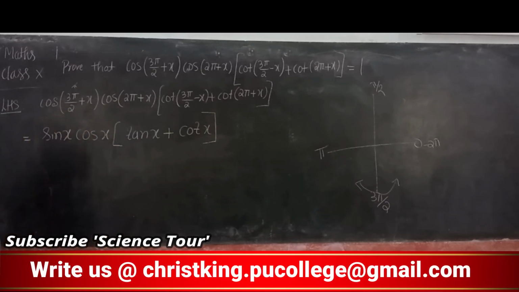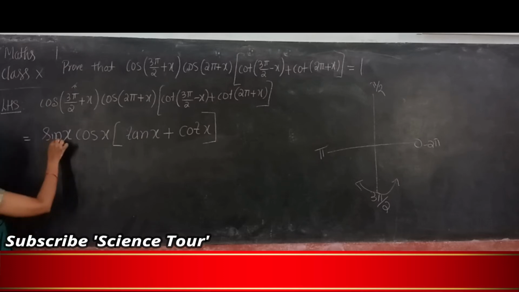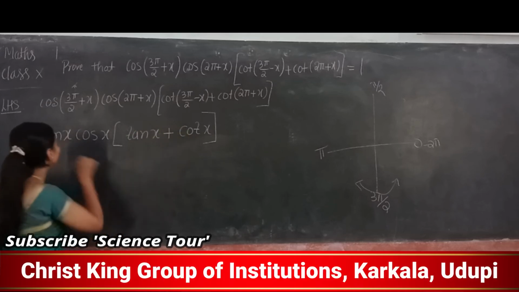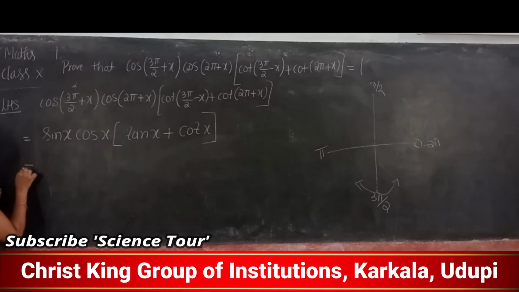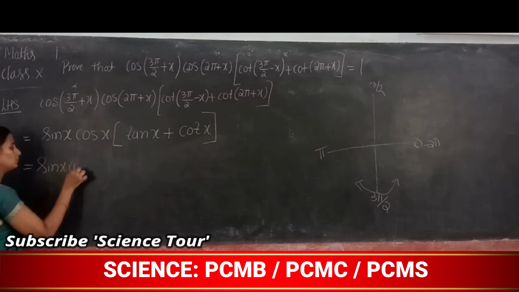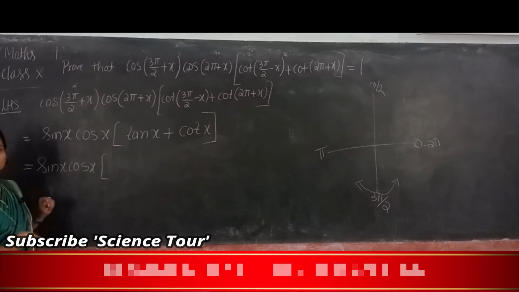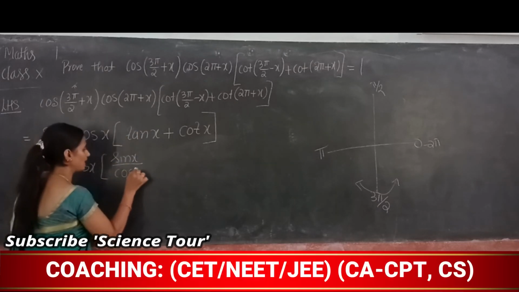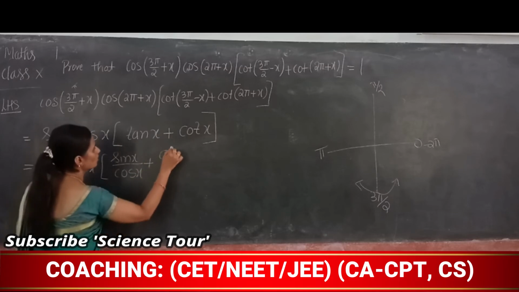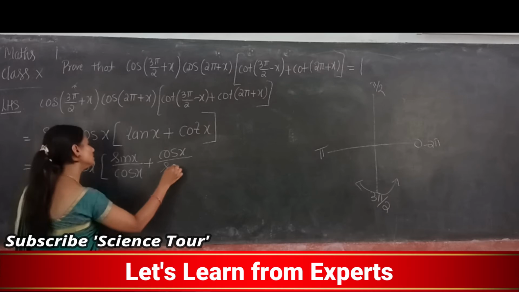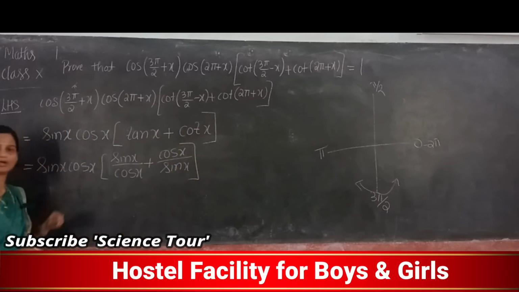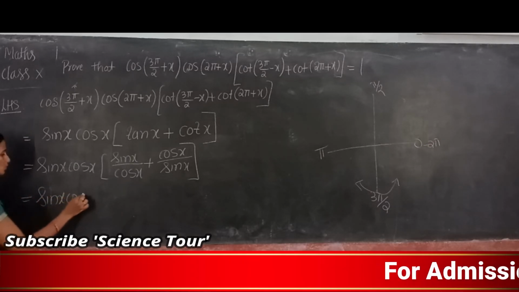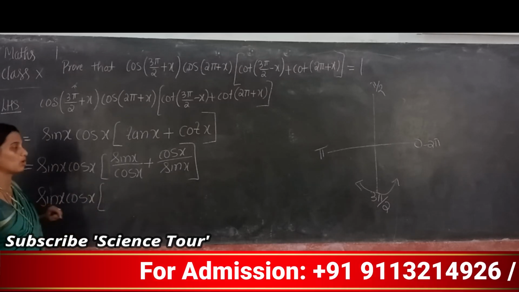I need it to be equal to 1. How to get 1? See, this is sine and cos, and here tan and cot. So try to change this tan and cot in terms of sine and cos. Which is equal to sin x into cos x. Tan x is what? Sin x divided by cos x, plus cot x is cos x divided by sin x, right? Yes, which is equal to sin x into cos x.